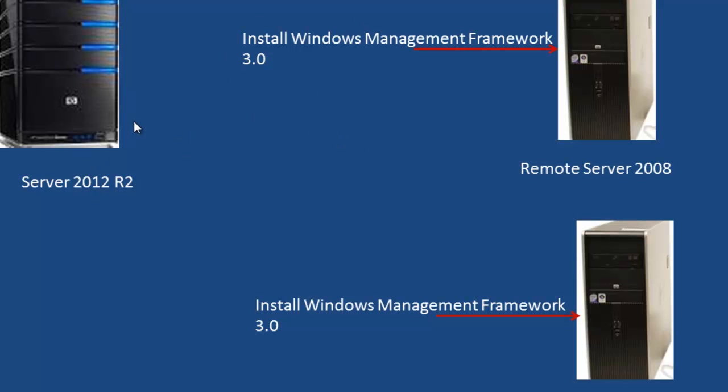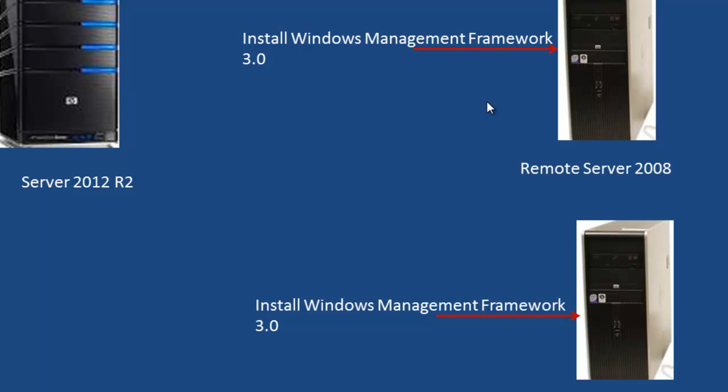Once you're going to configure or do anything on the Server 2008 servers from 2012 R2, you have to install Windows Management Framework 3.0. Remember though that if you're installing Windows Management Framework 3.0 on your Server 2008 machine, you have to install 4.0 first and then install Windows Management Framework.